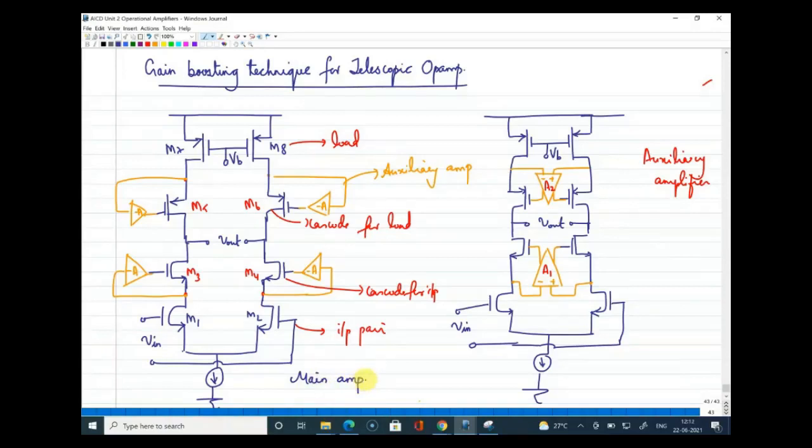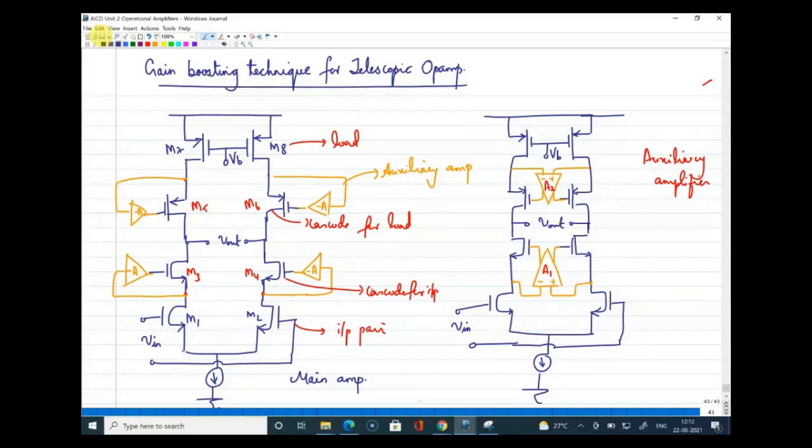All right. So can we do something similar to a single-ended or telescopic op amp? Like, can we add a gain boosting stage in a single-ended telescopic op amp also? Yeah, definitely we can do that. For single-ended amplifiers or for fully differential amplifiers, you can do that. Okay, sir.